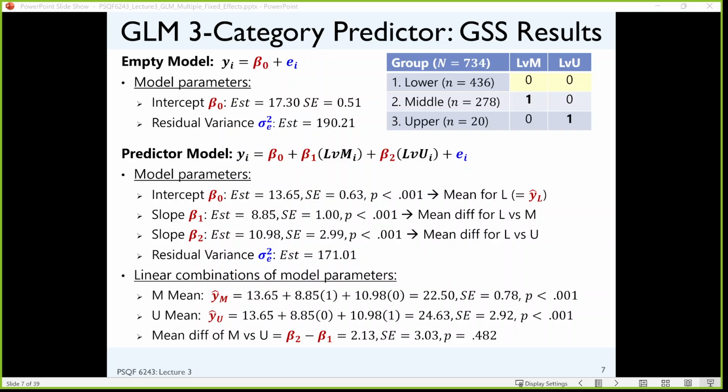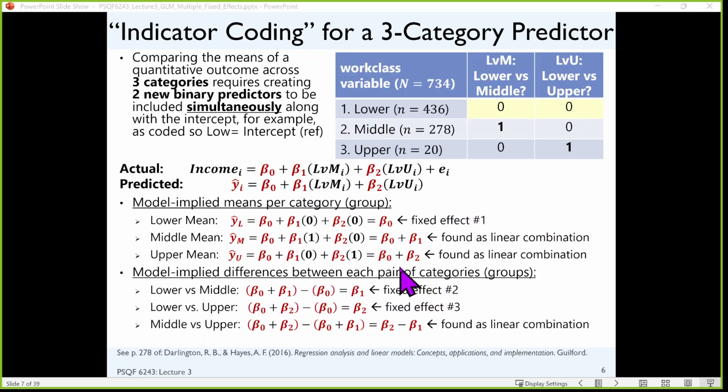Sorry if I missed it, but how did you get 3.03 for the mean diff of M versus U? So let me go back to the logic. We start with how the model tells us what the mean is for each group. That comes from building the equation for a predicted y, where we plug in the predictor values for each of the slopes that go with that predictor. So for instance, I know the middle group has a mean formed by beta 0 plus beta 1. I know the upper group has a mean formed by beta 0 plus beta 2. If I literally take those chunks and subtract them, upper mean right here, middle mean right here, their difference is found as beta 2 minus beta 1 after you cancel out the redundant intercepts.